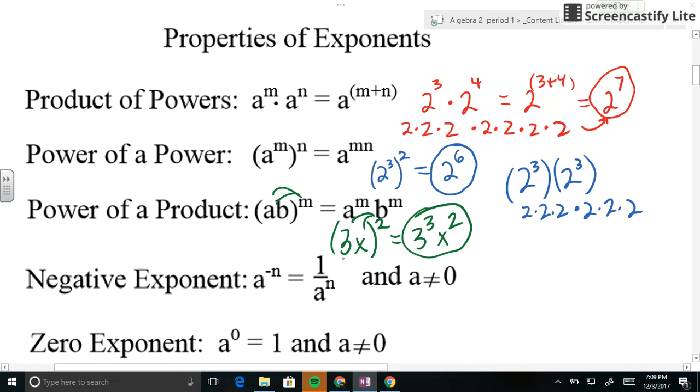And that would work because 3x squared would be 3x times 3x. And I made a mistake here. That's supposed to be 3 squared, not 3 cubed. So 3 squared times x squared is also what you would get if you multiplied 3x times 3x. Because you would multiply 3 times 3 to get 3 squared, x times x to get x squared.